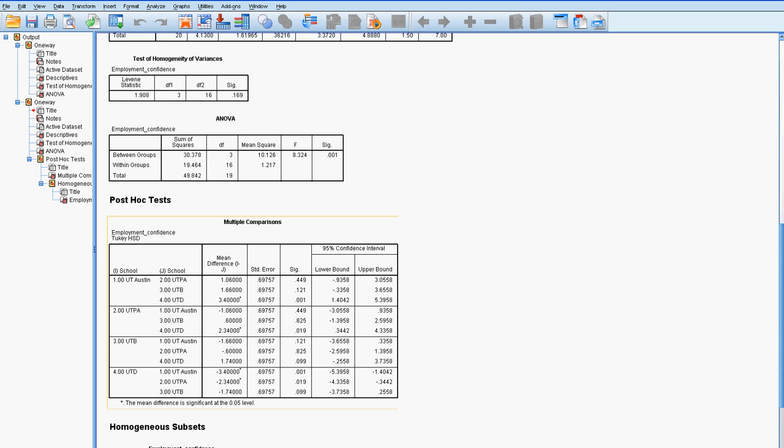There was a difference that was approaching statistical significance between UT Brownsville and UTD, such that UT Brownsville had evidence to suggest a slightly higher amount of employment confidence.